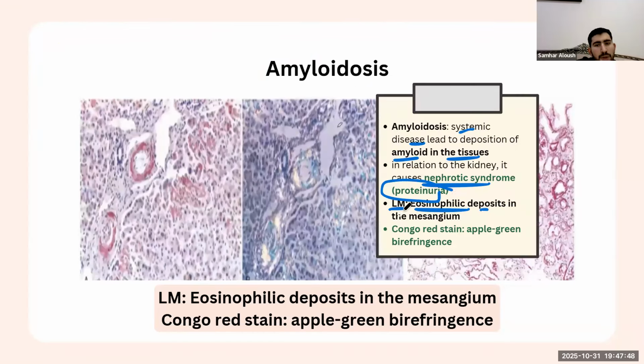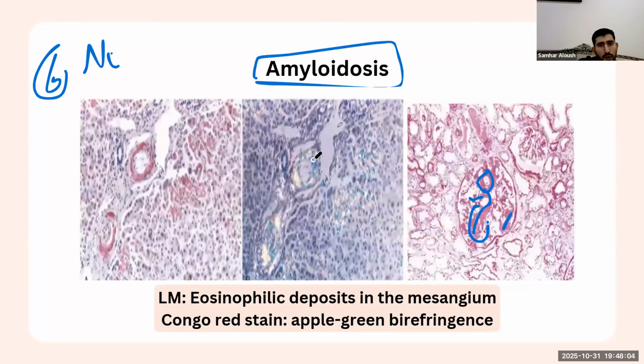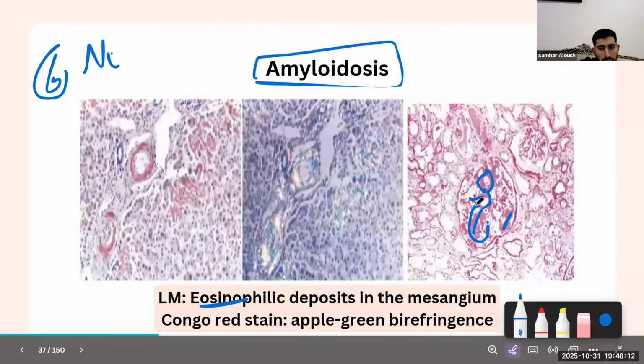طيب amyloidosis مثل ما قلنا في eosinophilic deposition in the mesangium. ايش كمان في الاميلويد نفسه we can stain it with something called Congo red stain. If we did that it will have apple green birefringence appearance اللي هو هذا الأخضر. اوكي بس amyloidosis amyloid deposition in the kidney it will lead to nephrotic syndrome. In light microscopy it will appear as eosinophilic depositions in the mesangium يعني في النص وهيك.